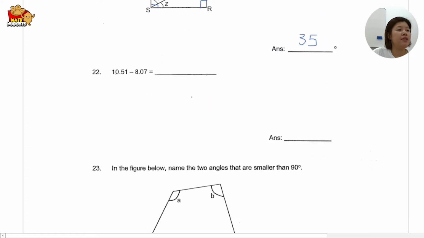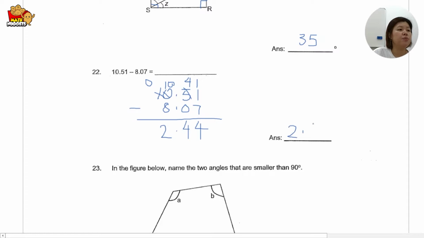Okay, next one, decimal, 10.51 minus 8.07. Just need to align the number properly. And then you will deduct as usual, borrow from your neighbor. So it's 11 minus 7, 4. 4 minus 0, 0 is 4. And then this is 10. And this is 0. 10 minus 8 is 2. So answer is 2.44.